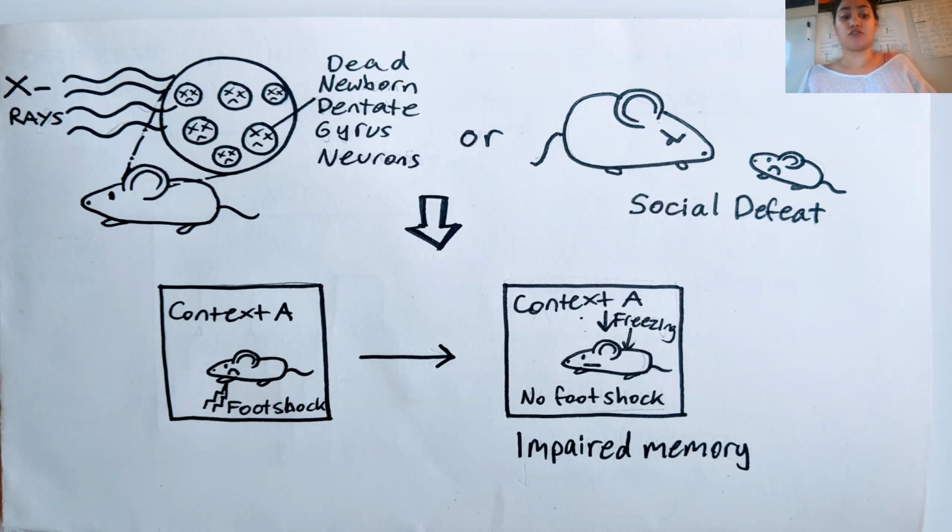And depression also decreases adult hippocampal neurogenesis. So the mice exposed to social defeat, after 10 days, were given contextual fear conditioning, where again they're given a foot shock and trained to associate the foot shock with the context. And they basically had decreased reactivation in CA3, but not dentate gyrus, just like the irradiated mice.